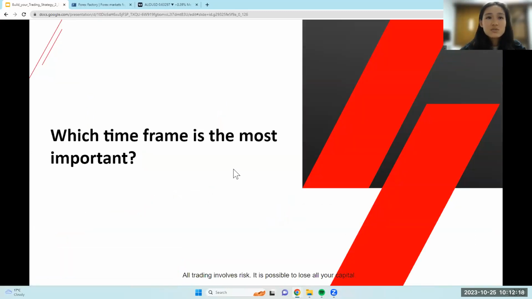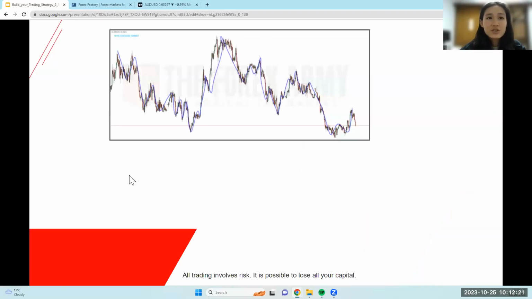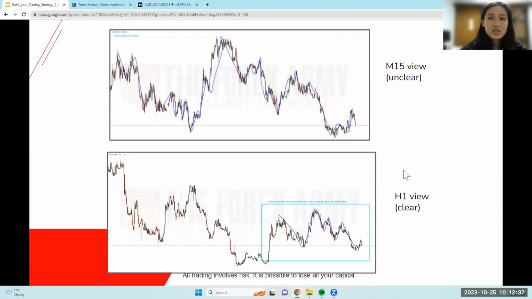So obviously, if you are looking at which time frame is the most important, if we're looking at the same chart, this is on the M15, and you can see that it's really unclear. And this is on the 1 hour view, which is clear. So what I'm trying to highlight here is that it really depends on which time frame gives you the clearest shape of the chart.